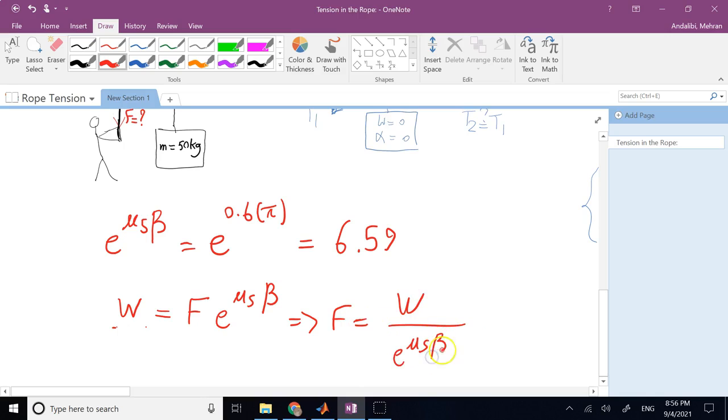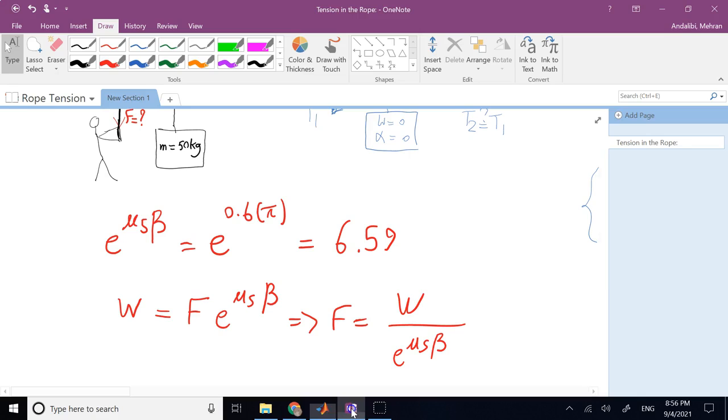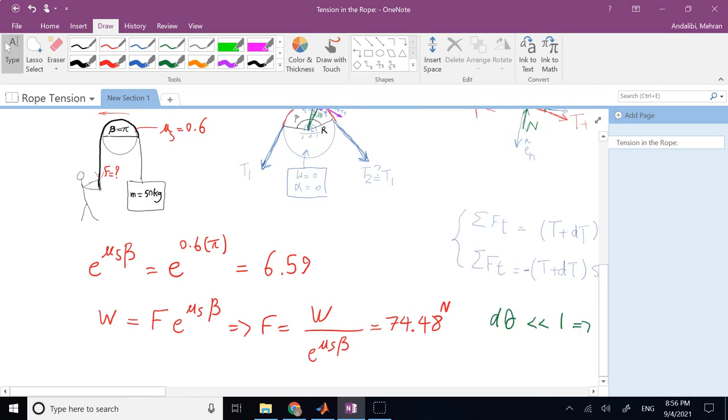And W here is 50 kilogram times 9.81 divided by e to the mu s times beta. So if we do that, the force that you need is 74.48. So it is kind of like an 8 kilogram or something, right? It is going to be 6.5 times lighter felt by you. So instead of you feeling like you're balancing a 50 kilogram weight, it seems like you're balancing something like an 8 kilogram weight, because friction is doing a ton of help to you.